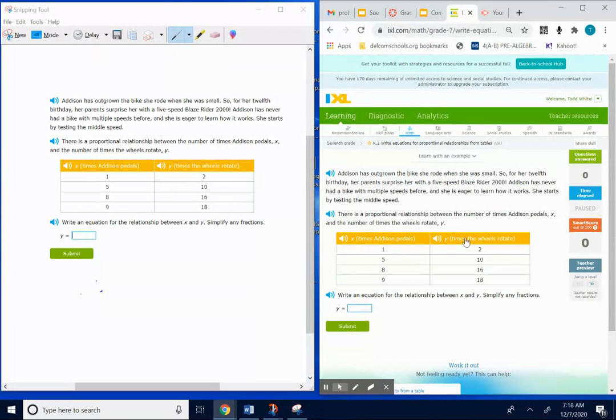This talks about Addison pedaling and the number of times the wheels rotate. Okay, and we have a data table. We want to first make sure it is proportional. Okay, it is proportional if every y divided by x is equal to the same thing.